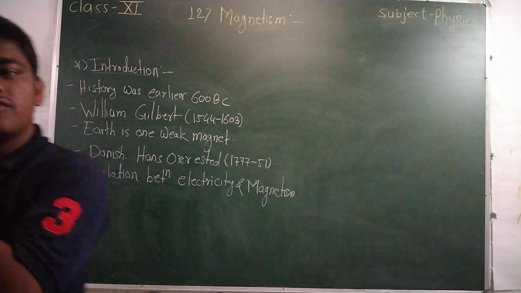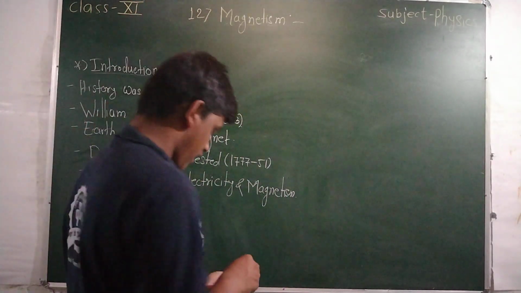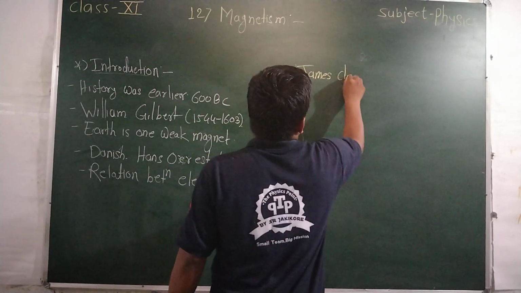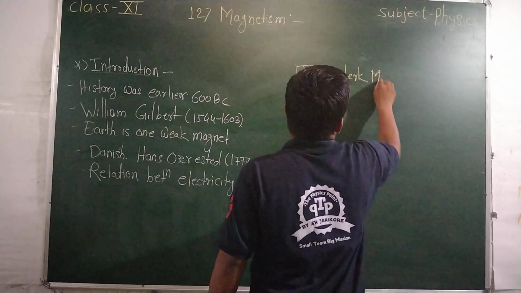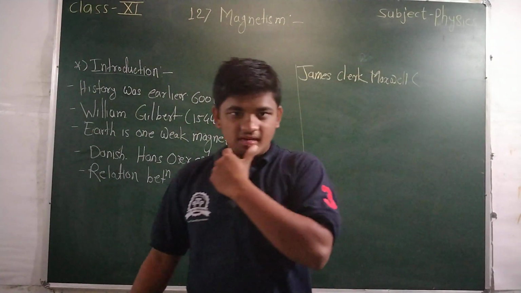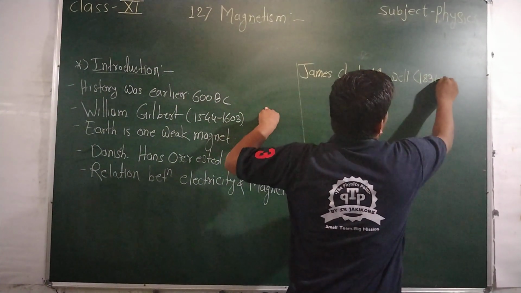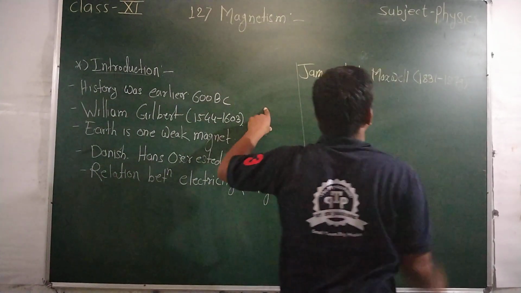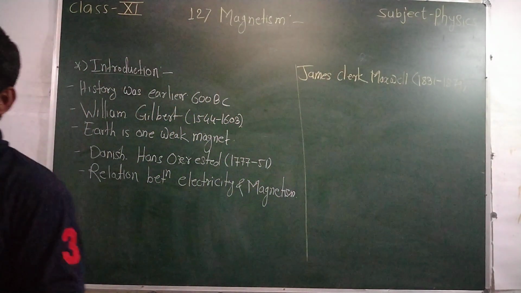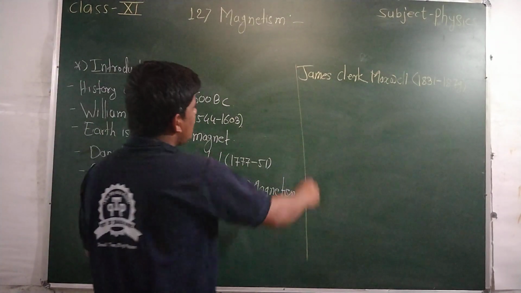After this, another scientist, James Clerk Maxwell, from 1831 to 1879, also suggested some theory about magnetism. He provided that electricity and magnetism represent different aspects of the same fundamental force field.